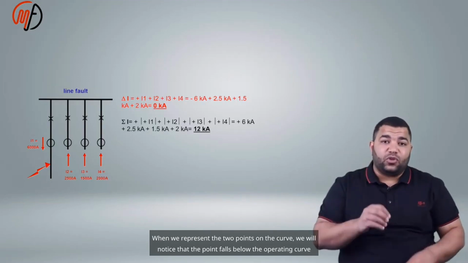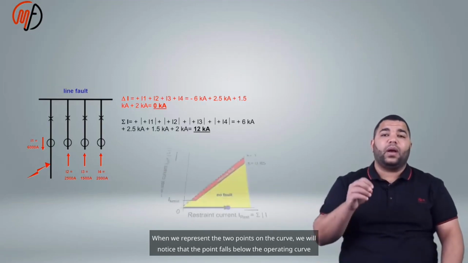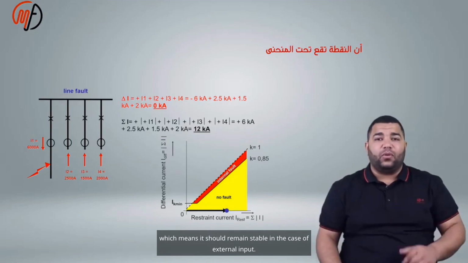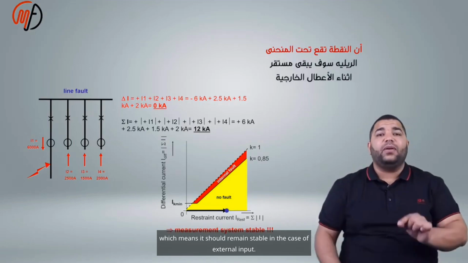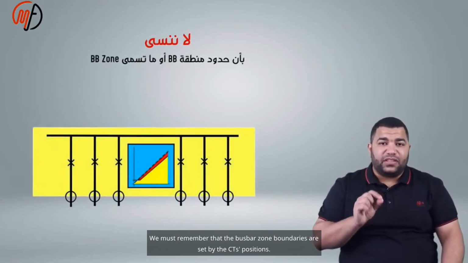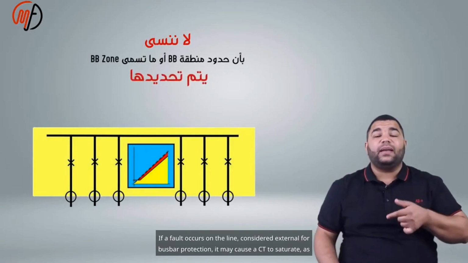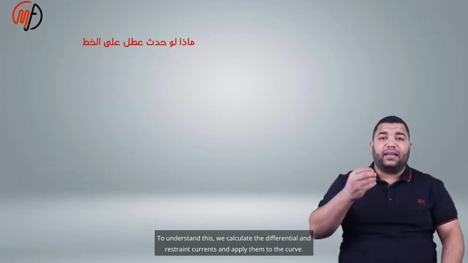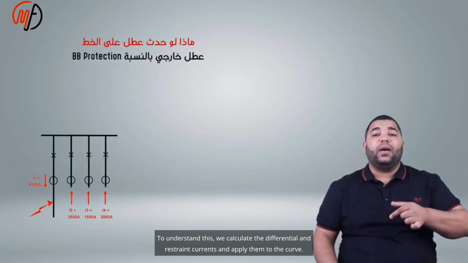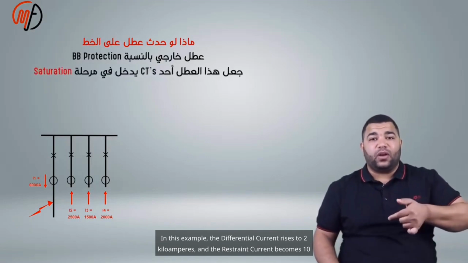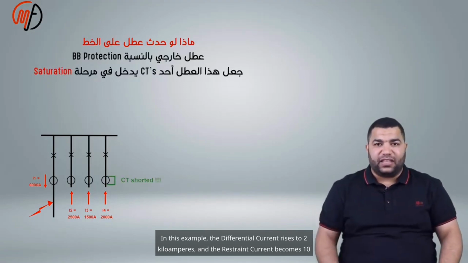When we represent the 2 points on the curve, we will notice that the point falls below the operating curve, which means it should remain stable in the case of external input. We must remember that the bus bar zone boundaries are set by the CT's positions. If a fault occurs on the line, considered external for bus bar protection, it may cause a CT to saturate, as if its secondary is short-circuited. To understand this, we calculate the differential and restraint currents and apply them to the curve. In this example, the differential current rises to 2 kiloamperes and the restraint current becomes 10 kiloamperes.